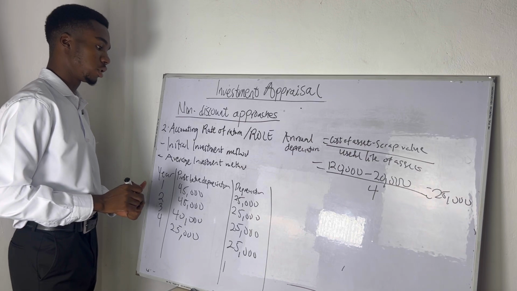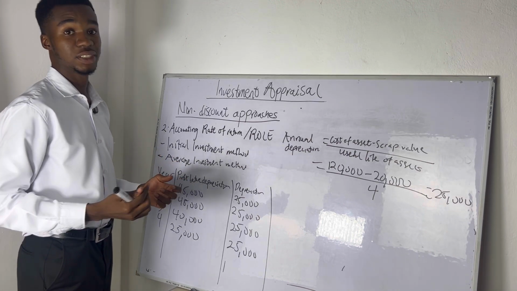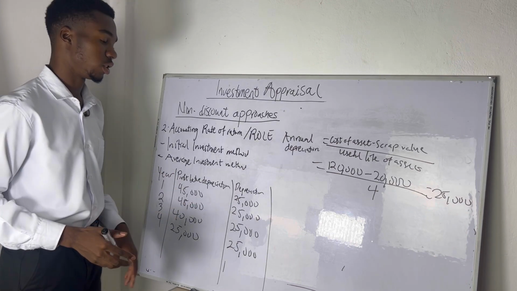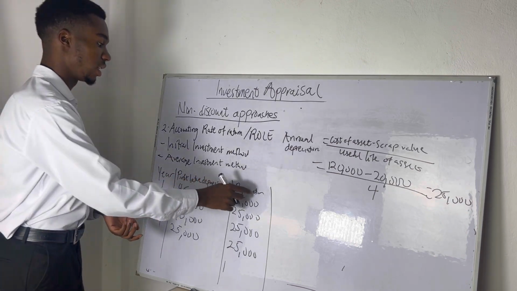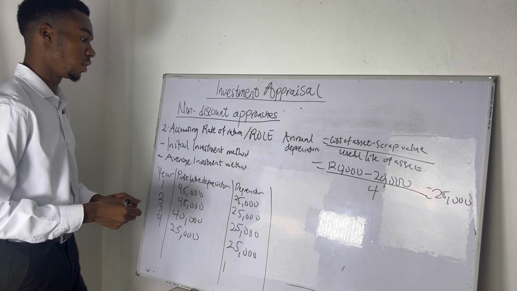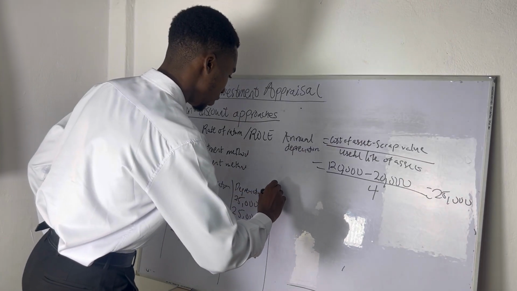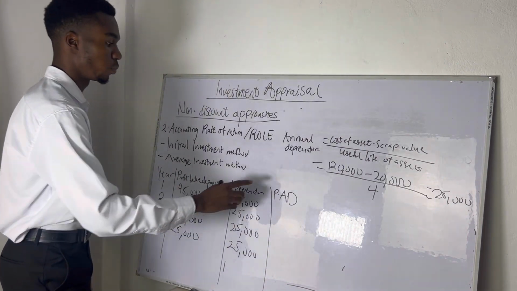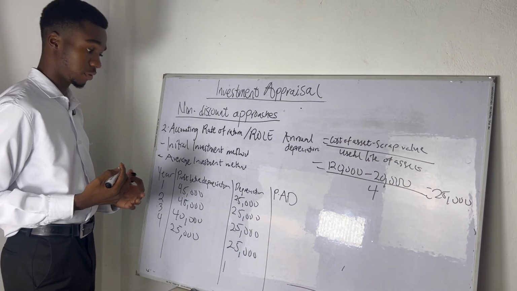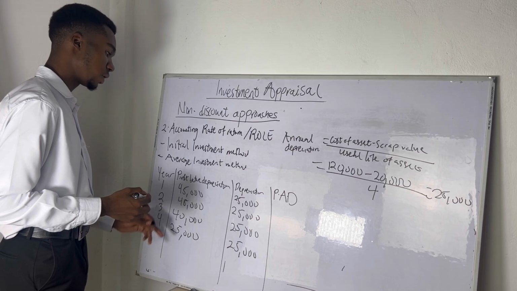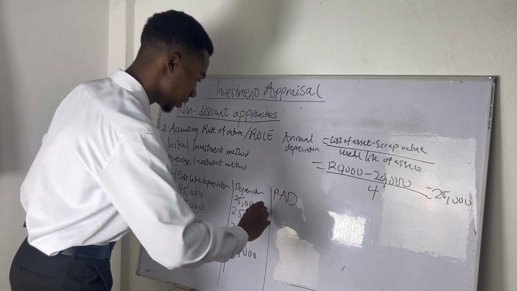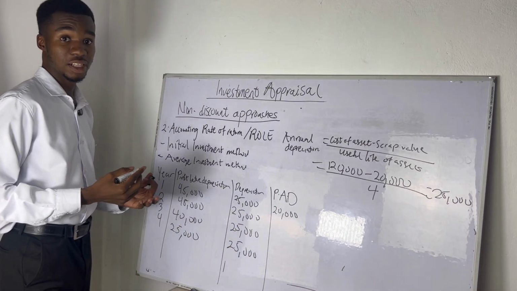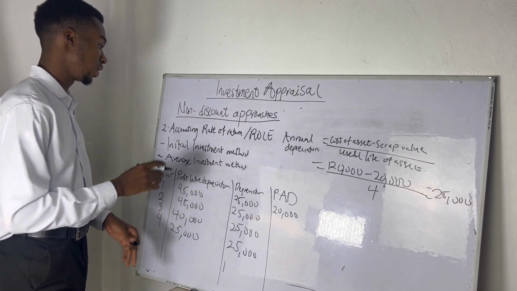Then now I'm going to look at the profit after depreciation, which is the actual profit we are going to get. So we have the profit before depreciation and the depreciation. To get the profit after depreciation, we'll just take the depreciation from the profit before depreciation. So let me just write PAD to save space. Profit after depreciation is the actual profit you are going to get. For the first year, we have 45,000 minus 25,000, which is 20,000. So it means in year 1, the profit you're actually going to get after it has depreciated is 20,000.